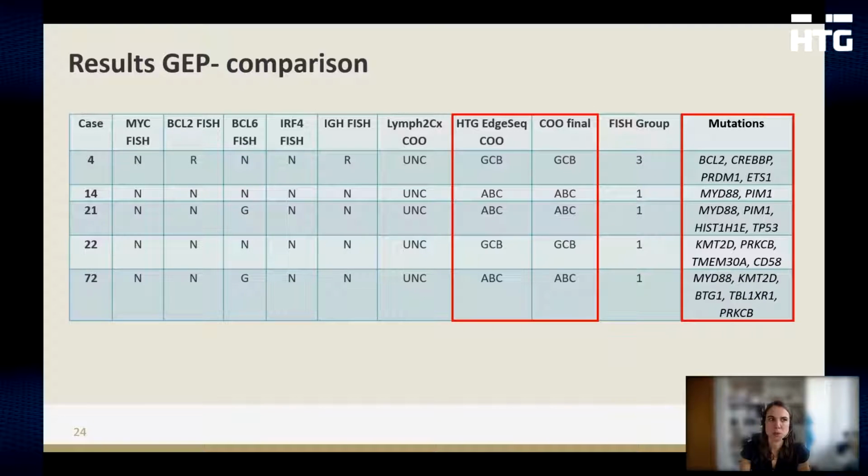Coming back to our small table about the gene expression profiling comparison, we finally decided to classify those cases with unclassifiable and GCB or ABC profile according to the HTG results as ABC or GCB, since the mutational profile was demonstrating concordant results for those cases that fit quite well with the COO determination by HTG.